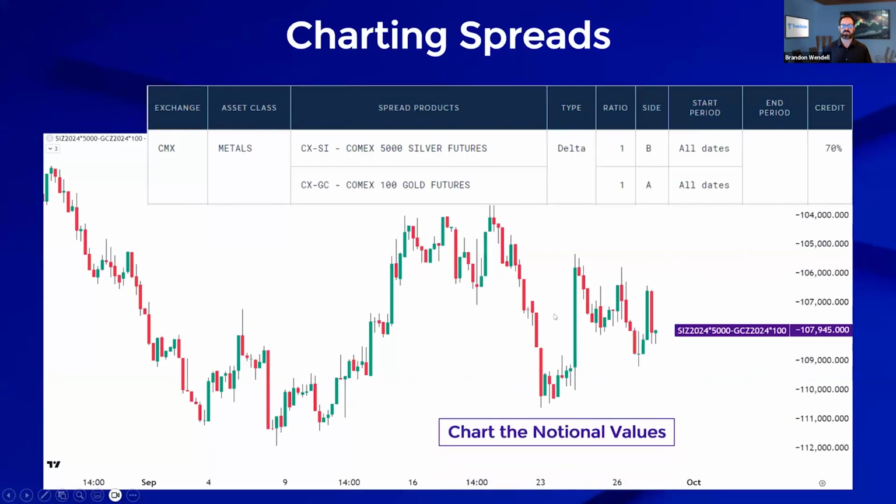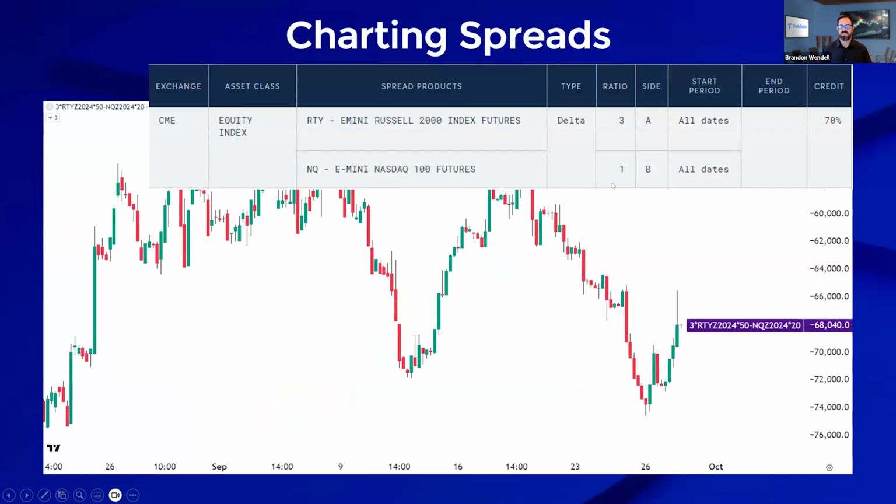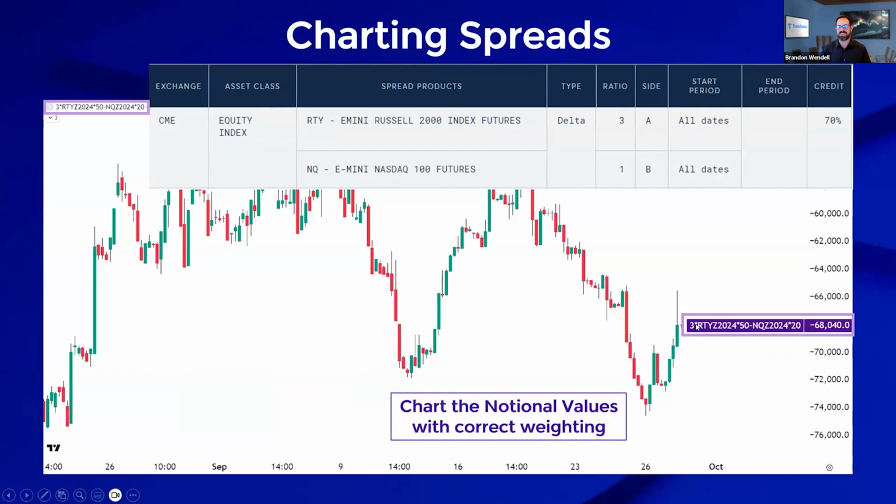However, intermarket spreads, if we chart the notional values that I showed you earlier, so again, silver times 5,000 minus gold times 100, now what you see on the chart is what you get when it comes to profit or loss. So we chart the notional values, number one, just like that, and it's showing 1-to-1. Or if you need multiple contracts for the delta, you make sure you add that in. Notice it says 3 times Russell times 50, the point value, minus 1 NASDAQ times 20, the point value.